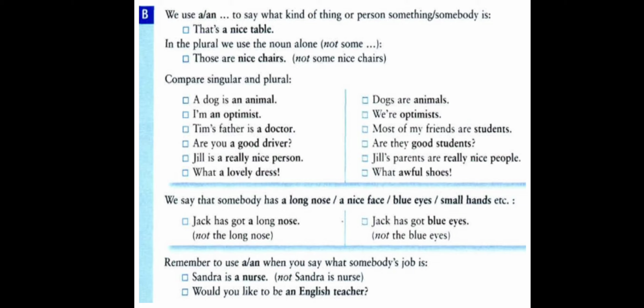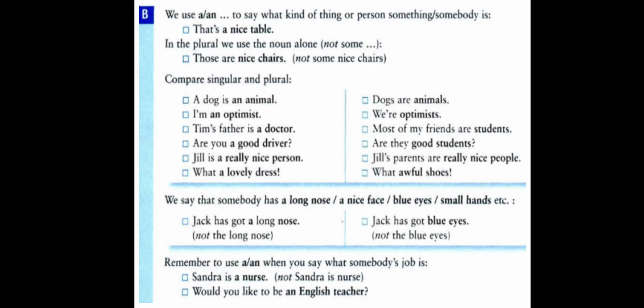Jill is a really nice person. Person here is singular, so we use the article a. Nice is an adjective and really is an adverb. The article a is controlled by the first sound after it. Here the first sound is the letter R in really. That's why we use the article a. Jill's parents are really nice people. People is plural, so we don't use the article a or an. We add the adjective and the adverb before the noun, without any article because it is plural.